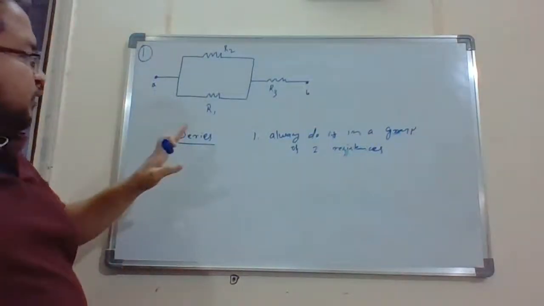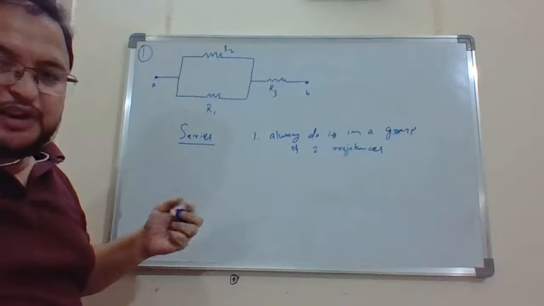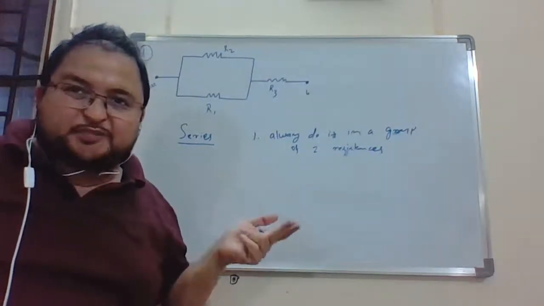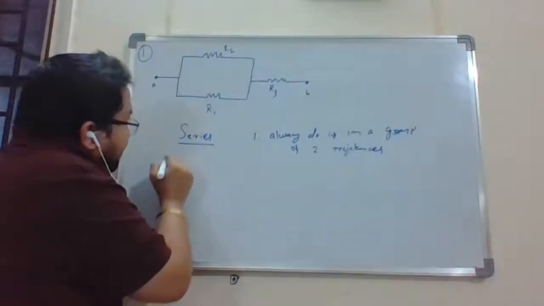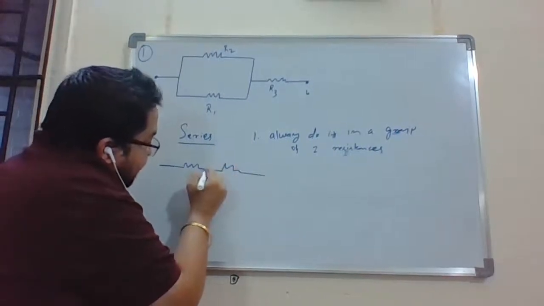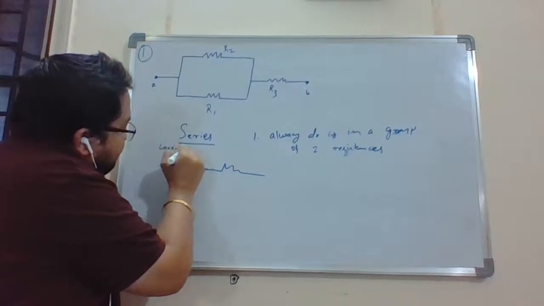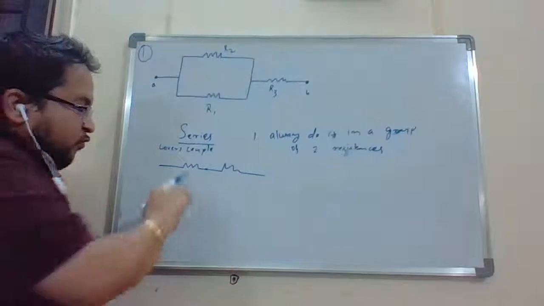Okay, so basic series or parallel, we'll always try to find out by taking a couple. That's why I have coined that term, lovers couple versus happy spouse. I draw an analogy that two resistors that are in series are like a lovers couple. What does it mean?